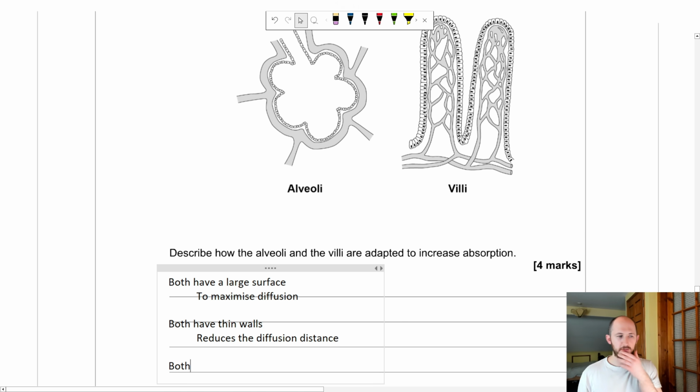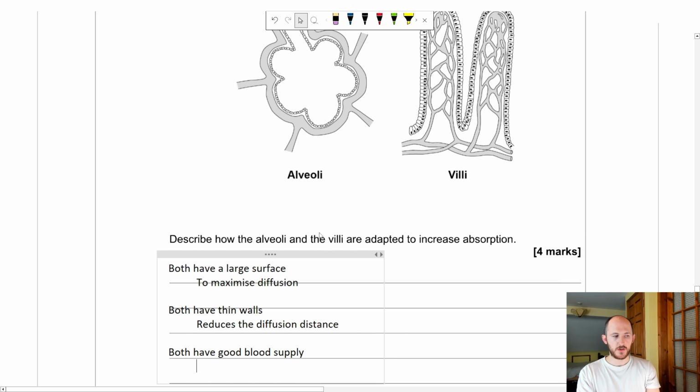I'm just going to leave it as both. Both have good blood supply, as you can see from the capillary networks around them. Why is that useful? Well, again, to maintain a concentration gradient, or, well, I mean, actually, let's do that for the next one. Reduces, again, diffusion distance, because again, the reason why they're close is because they're very thin walls.